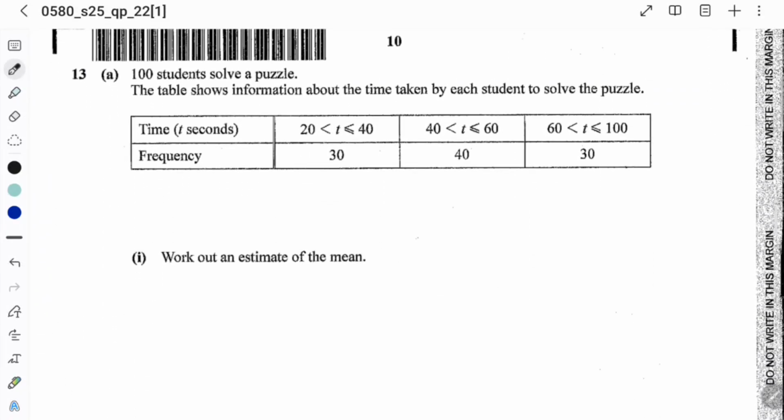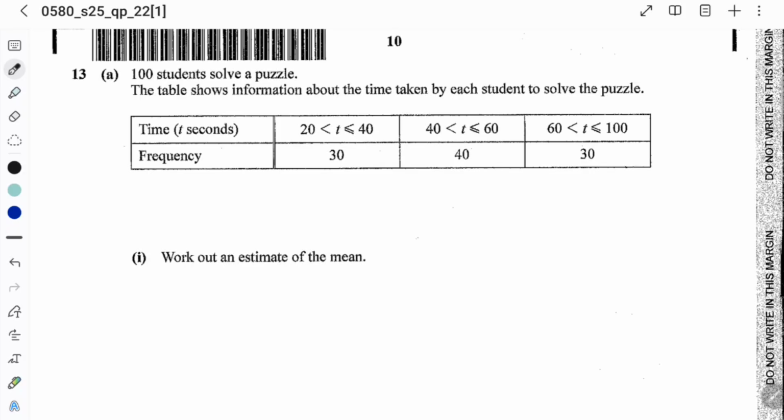The next question, question number 13. 100 students solve a puzzle. The table shows information about the time taken by each student to solve the puzzle. 20 to 40 is 30. Frequency means 30 students solved the puzzle during this time. 40 students took 40 to 60 seconds, and 30 students 60 to 100. Work out an estimate for the mean.